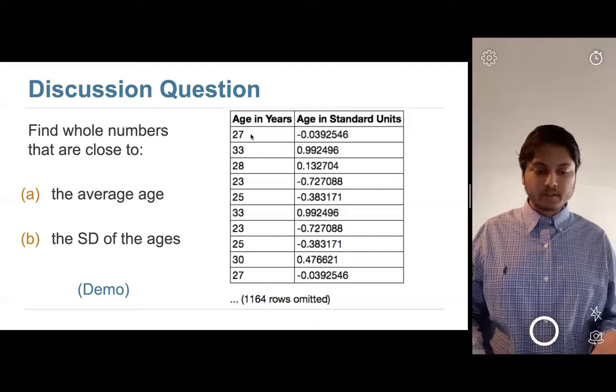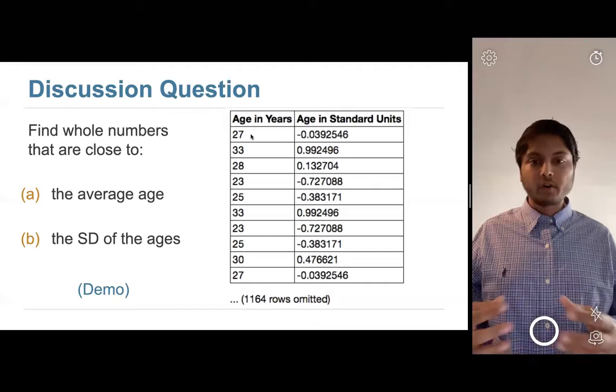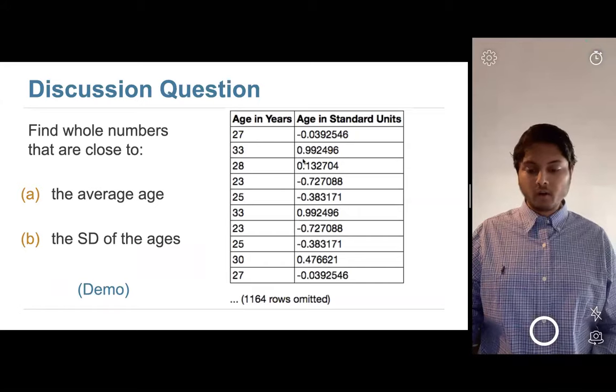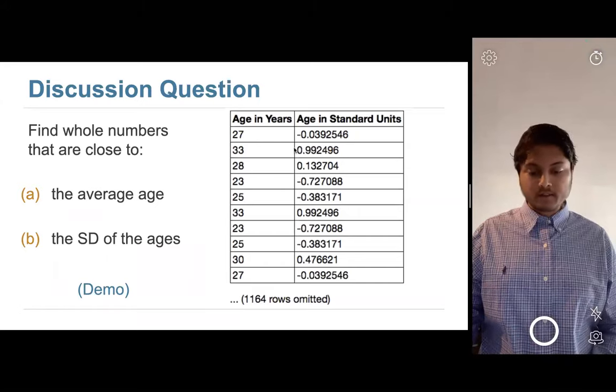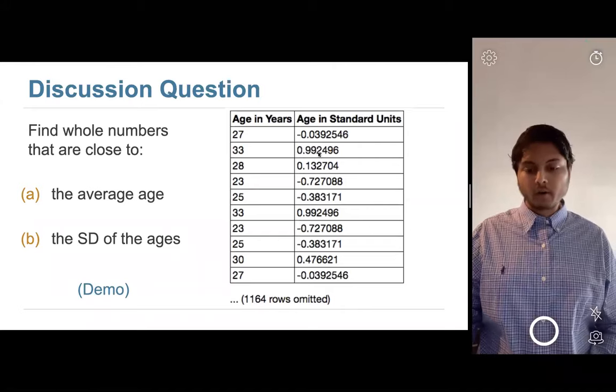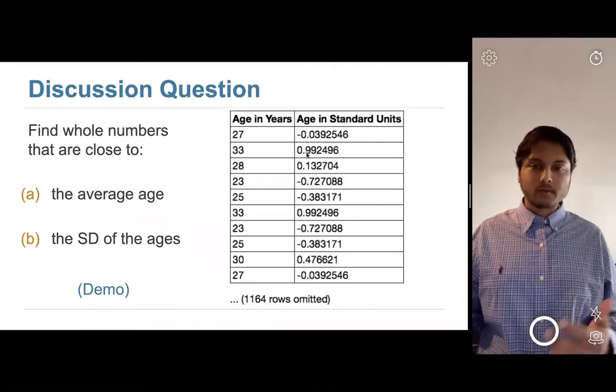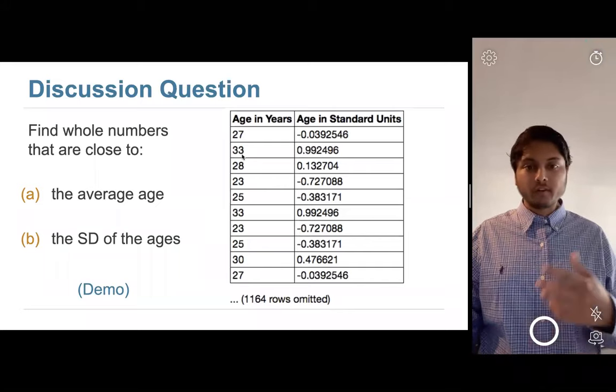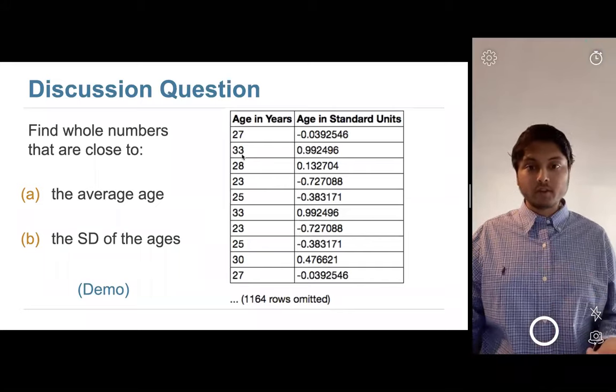Yeah, so someone said if SD is going to be the thing that corresponds to something that's 1 standard deviation above the average. So in this case, the closest number in the standard units column that's close to 1 is this one, 0.99. And so 0.99, that's basically 1. That corresponds to an age of 33. So that means if you're 33 years old, you're 1 standard deviation above the average.